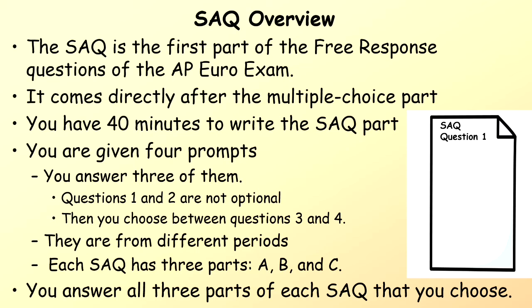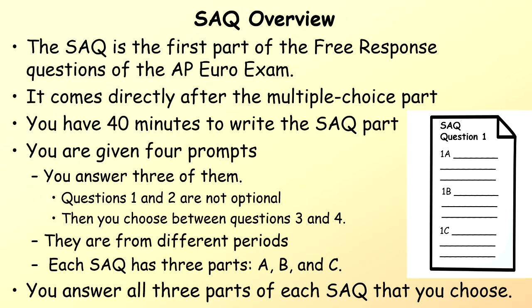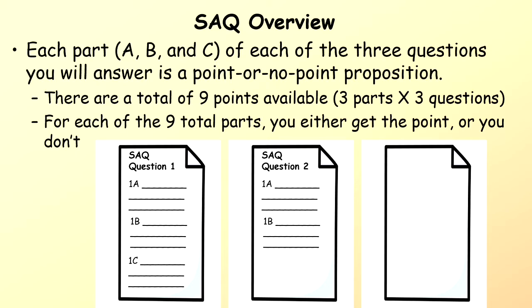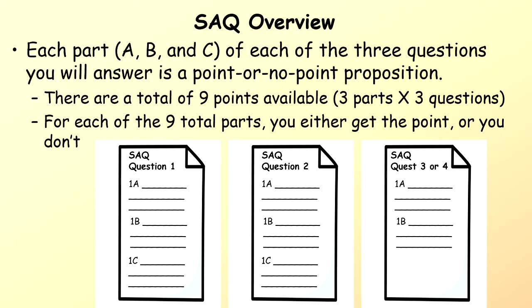The prompts are from different time periods. Each SAQ has 3 parts to it, an A, a B, and a C, and you answer all 3 parts of each SAQ that you choose. So it basically looks like this. Each part, A, B, and C, of each of these 3 questions that you will answer is a point or no point proposition. So there's a total of 9 points available. 3 parts times 3 prompts. For each of the 9 total parts, you either get that point or you don't.